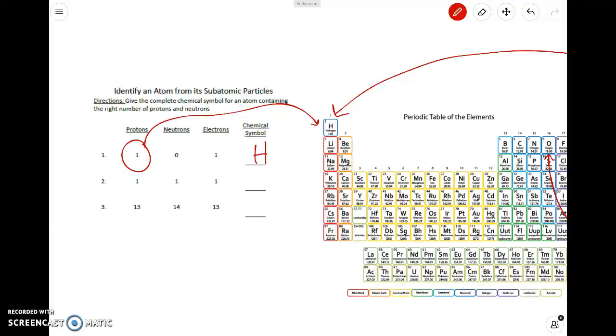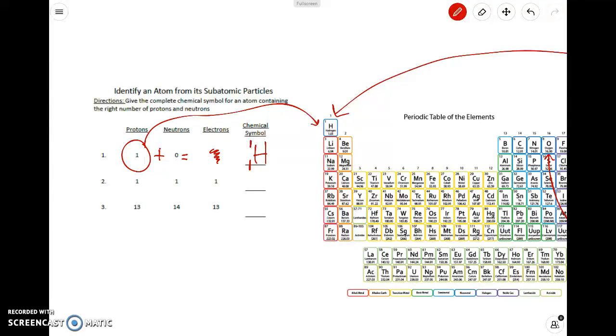It has an atomic number of 1, and the atomic number goes on the bottom. And we take the number of protons, we add it to the number of neutrons, and that gives us our mass number. So 1 plus 0 gives us a mass number of 1. For this, we can just kind of ignore the electrons because they don't come into play for this part.